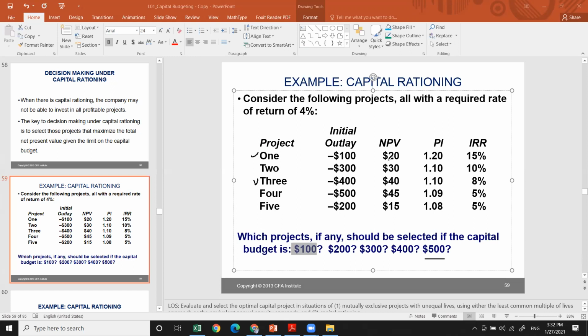Because it gives you 60 NPV. What if you select 2 and 5? Only 45. Only 45. So we select 1 and 3.